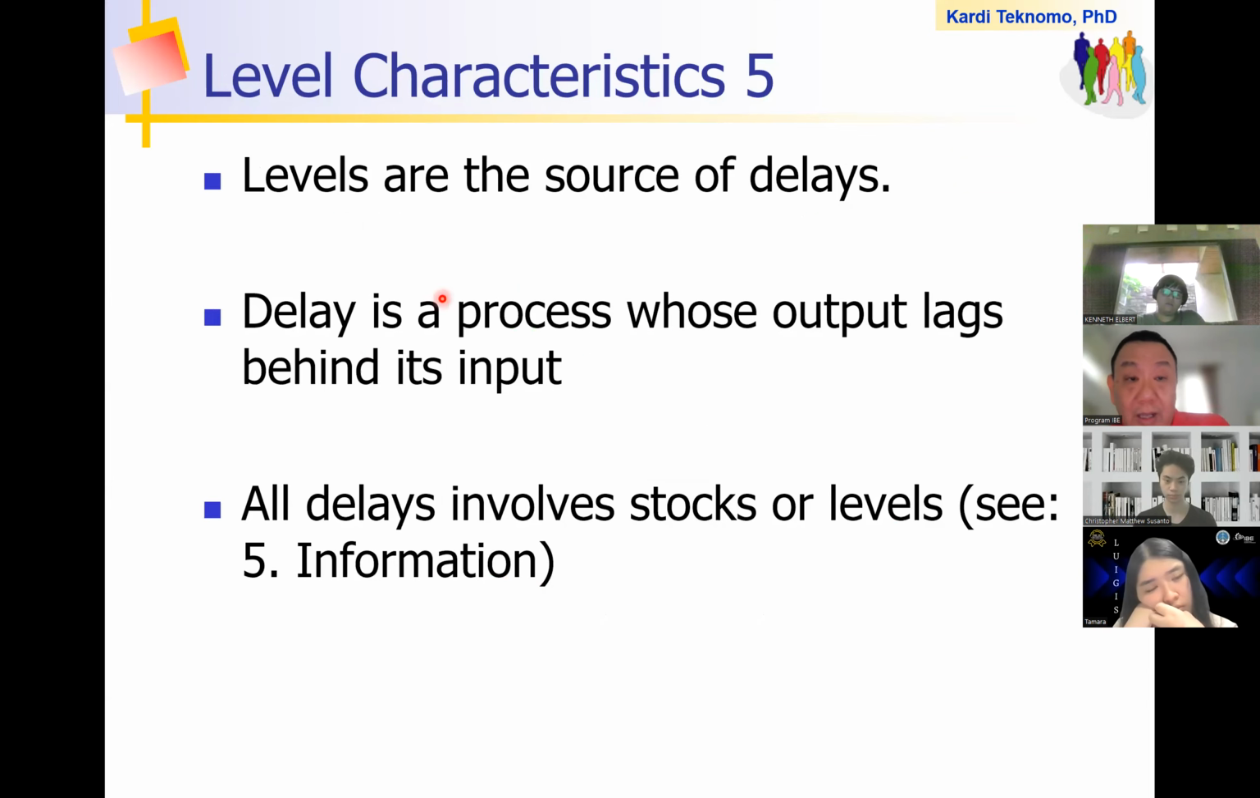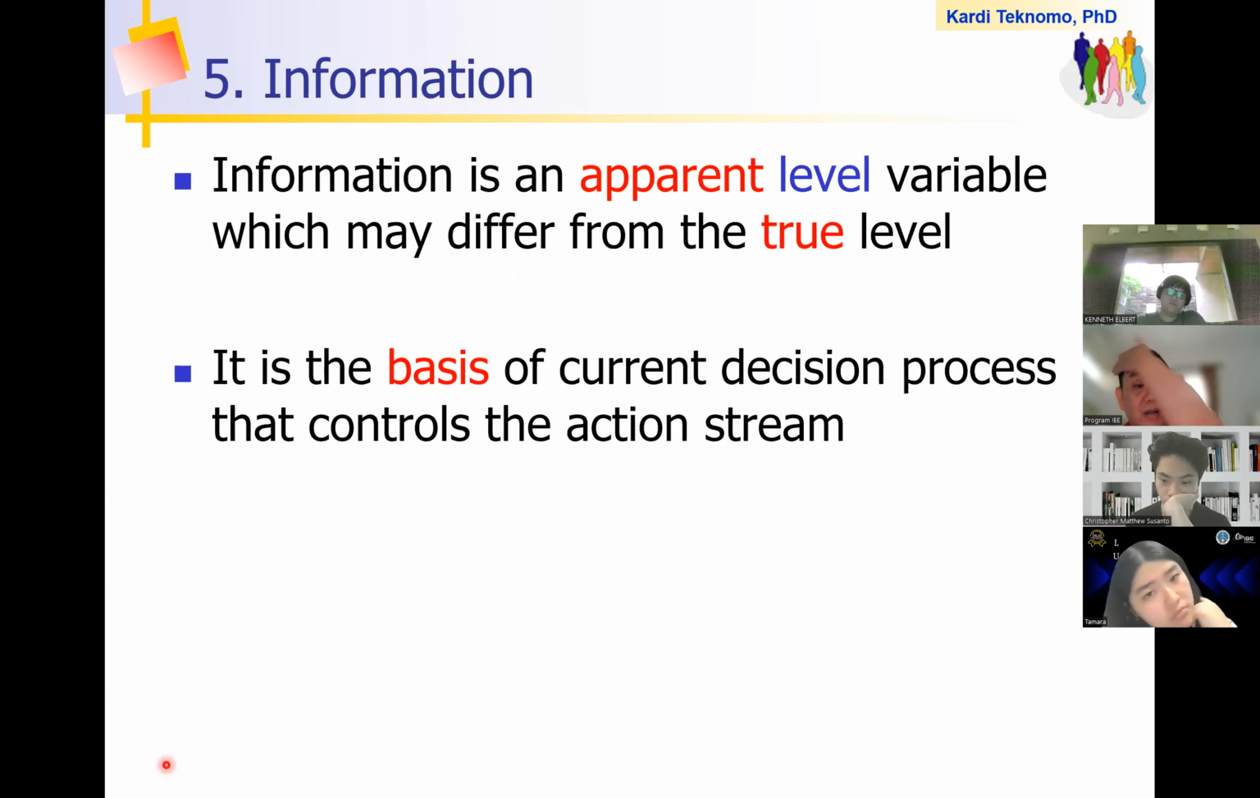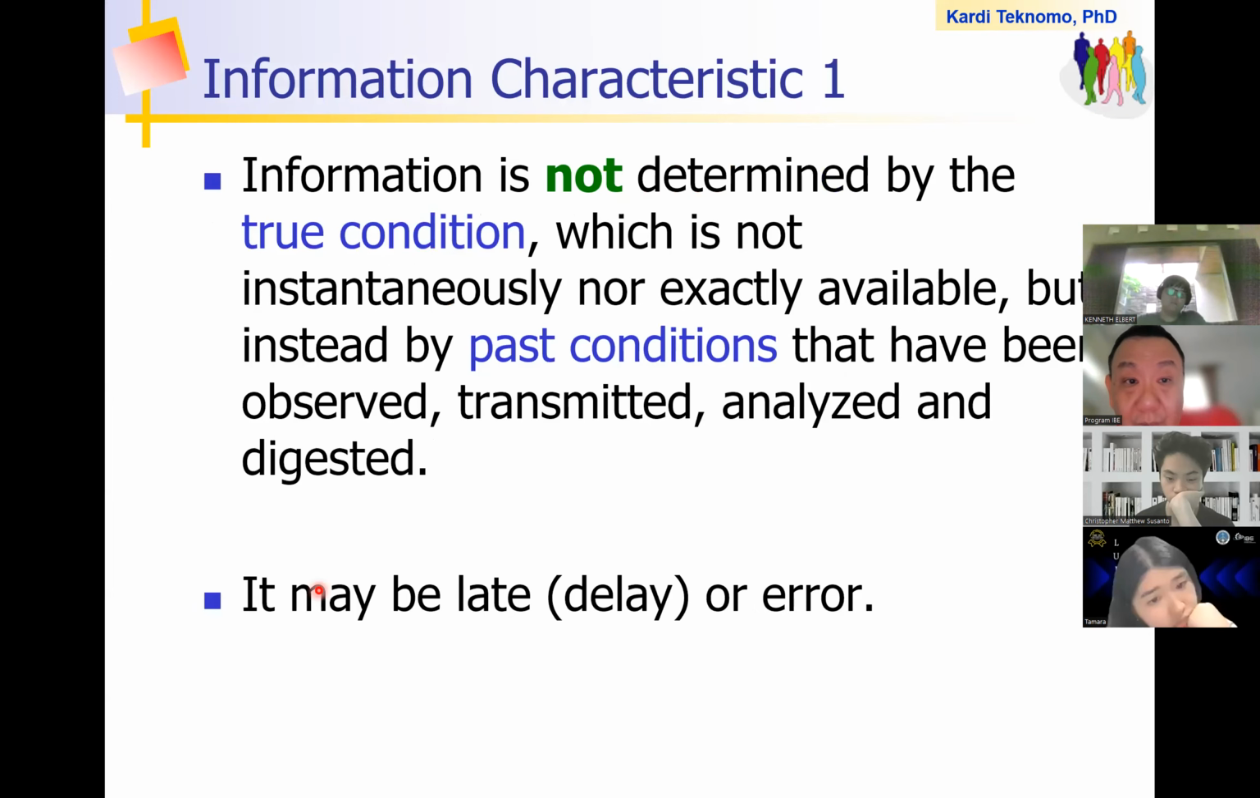So level is the source of the delay. Level characteristic number 5: level is the source of the delay. Any delay will involve level. The same thing, information is level. Now, information is level, so we call it apparent level, which may be different from the true level. So information is the basis of the current decision process, right? So this is the characteristic of information.